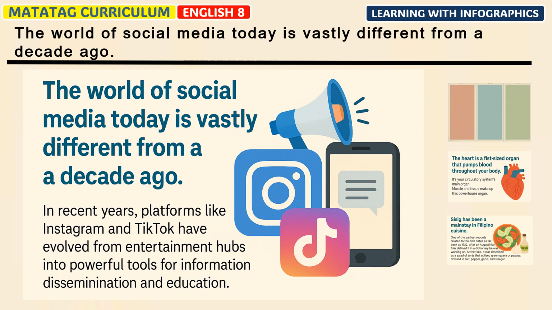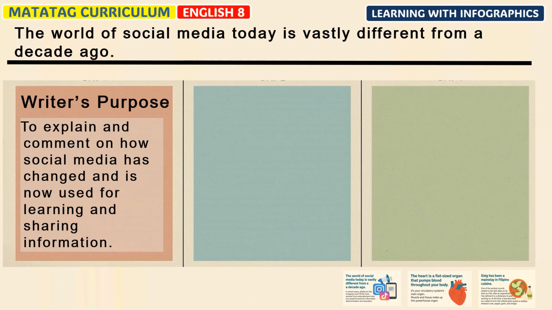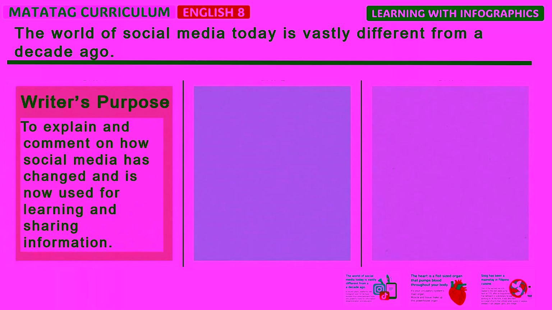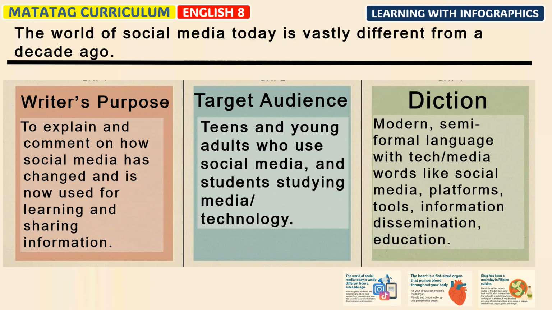The world of social media today is vastly different from a decade ago. In recent years, platforms like Instagram and TikTok have evolved from entertainment hubs into powerful tools for information dissemination and education. The writer's purpose is to explain and comment on how social media has changed and is now used for learning and sharing information. Target audience is teens and young adults who use social media, and students studying media/technology. And the diction is modern semi-formal language with text/media words like social media, platforms, tools, information dissemination, education.